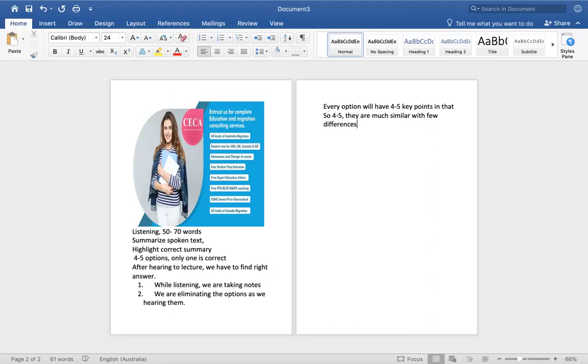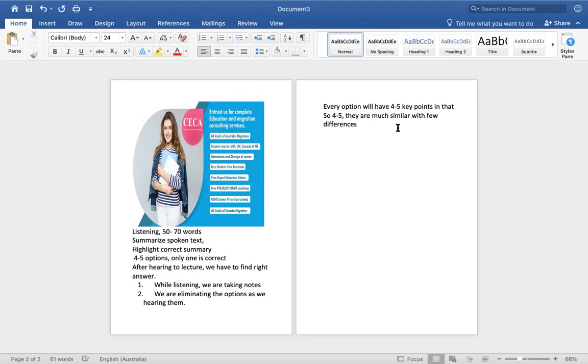Those are the points which we have to relate with the lecture. If an option, say option A, mentions something different and that point is there in the lecture, this could be your possible answer. If it's not there or contradictory, then eliminate that option. The same thing you are applying to all of options 1, 2, 3, 4, right?